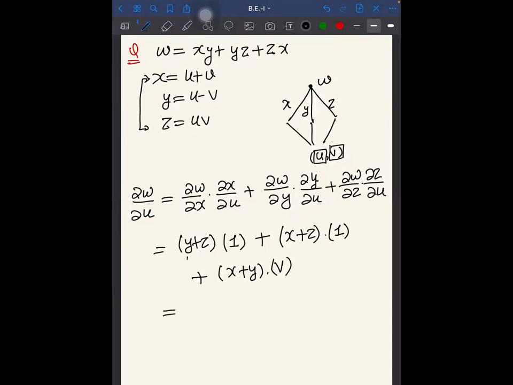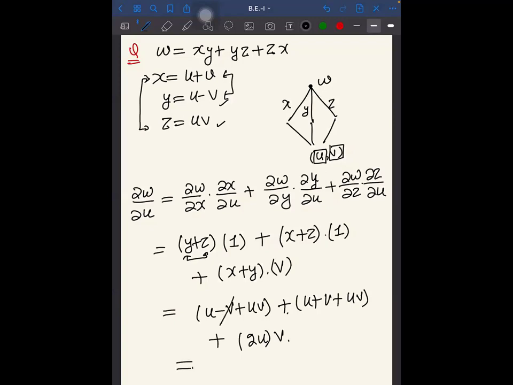So let's substitute the values. y plus z: what is your y and this is your z? So u minus v plus uv. And what is your x plus z? You add these two things, that means u plus v plus uv. And x plus y, you add x and y, what do you get? 2u. Are you getting this? So now v and v will get cancelled, u and u will become 2u, and uv and 2uv, so it becomes 4u.